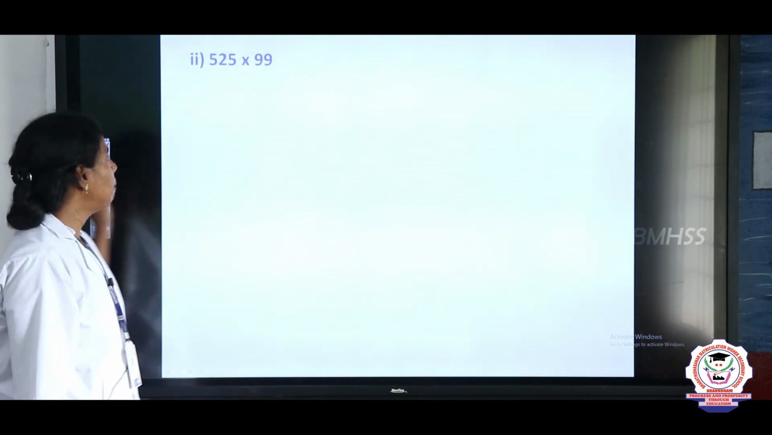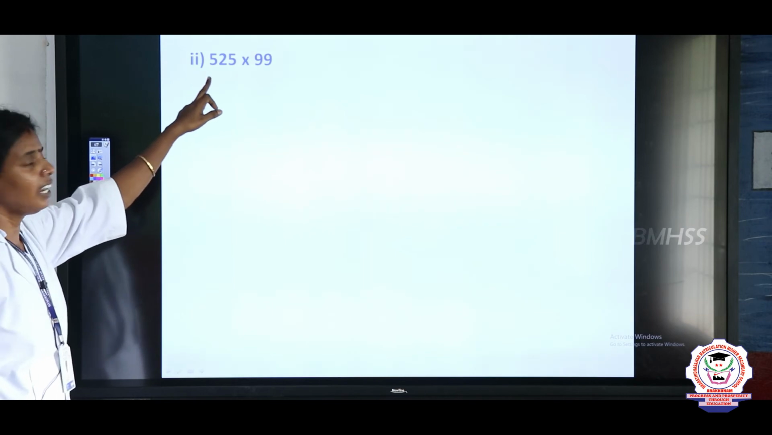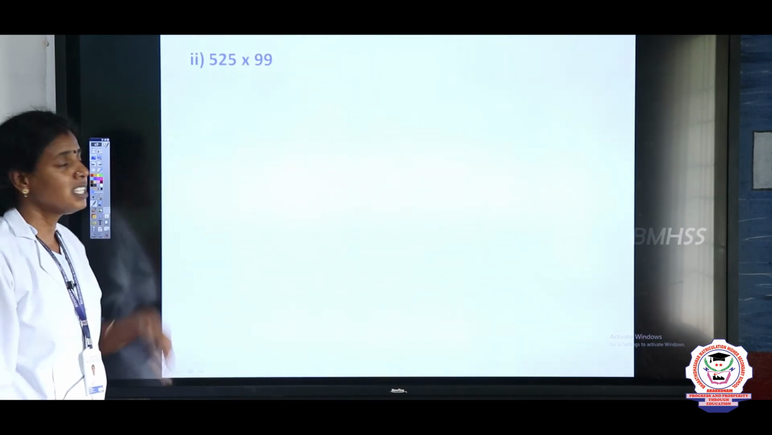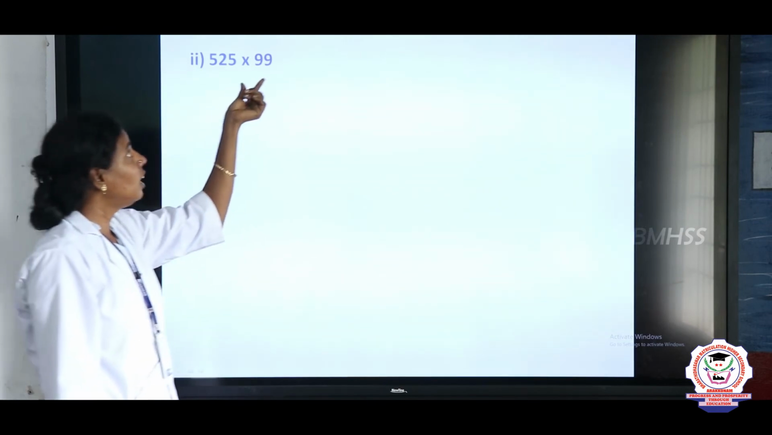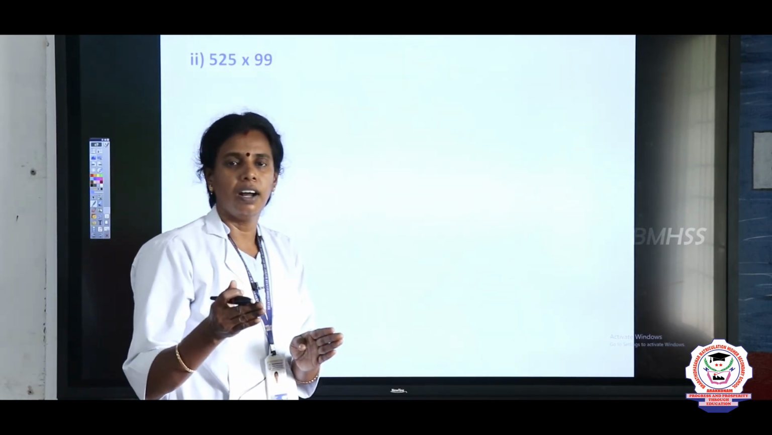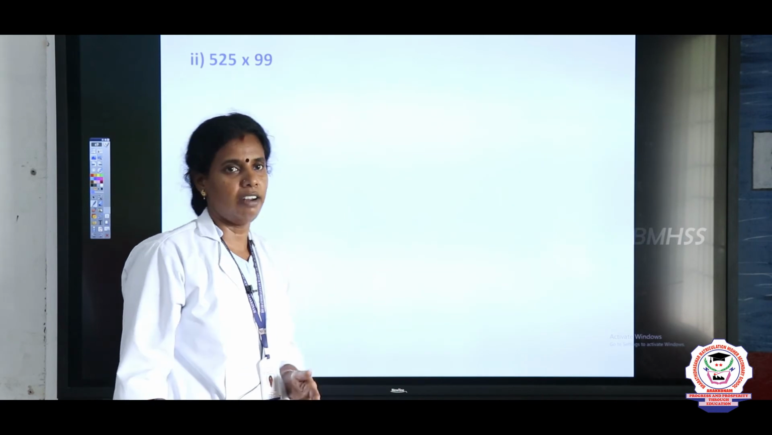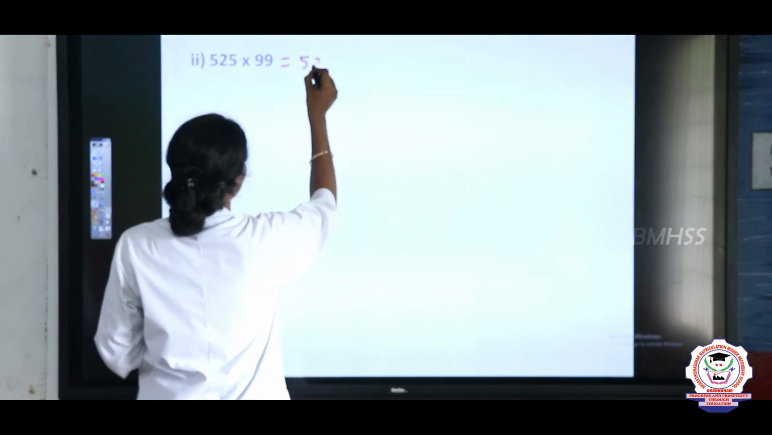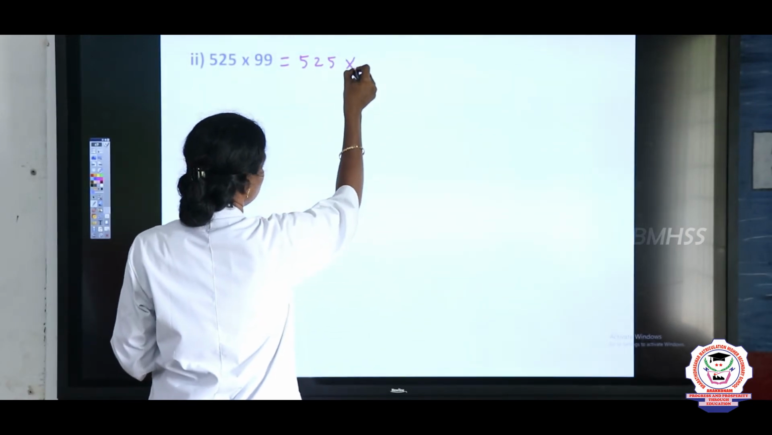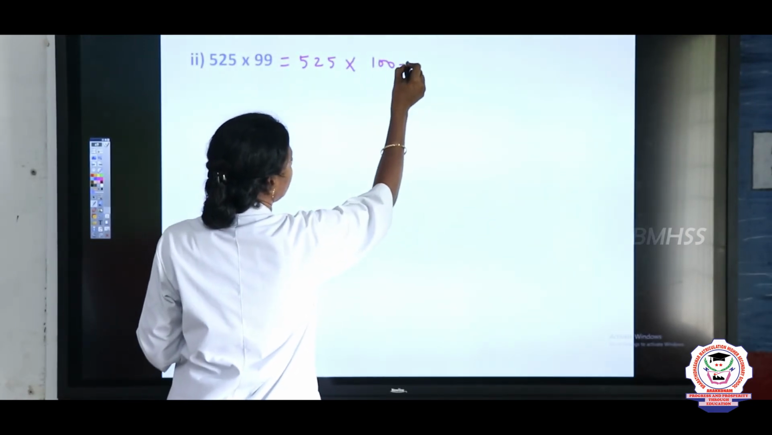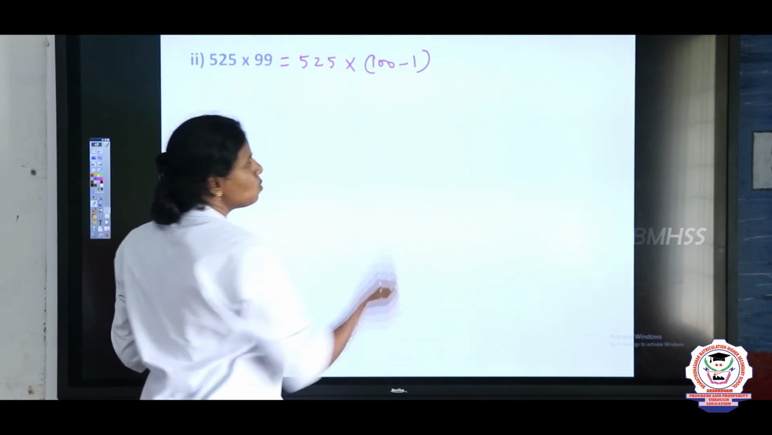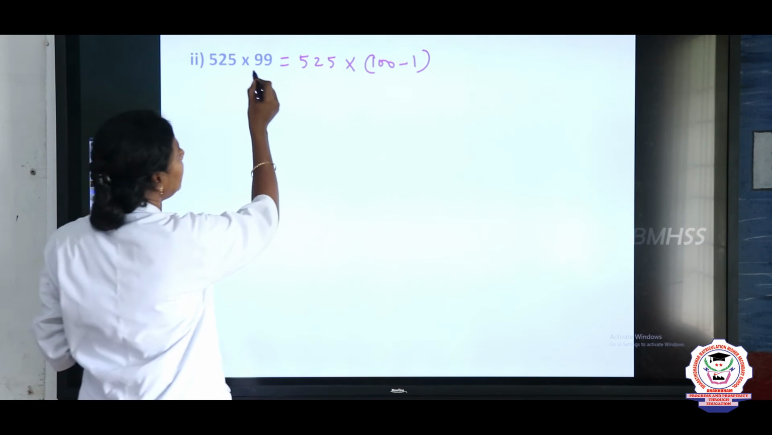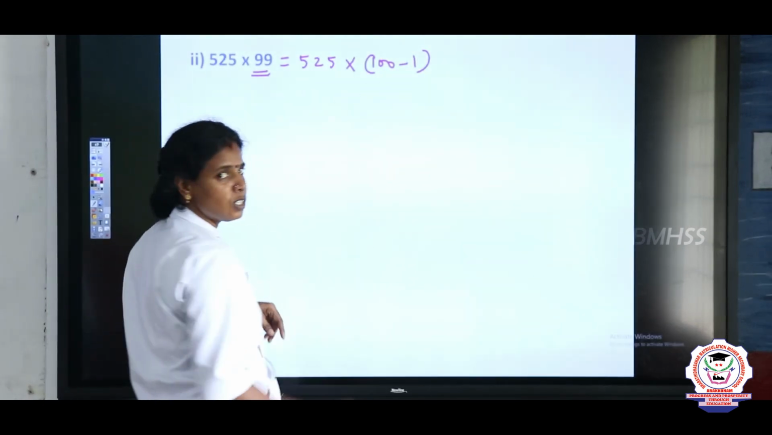One more example. See, the question is 525 into 99. How can you express 99? 99 is nearest to what number? 99 is nearest to 100, right? So we can write this as 525 into 100 minus 1. What is 100 minus 1? 100 minus 1 is 99. So we can express this 99 as 100 minus 1.